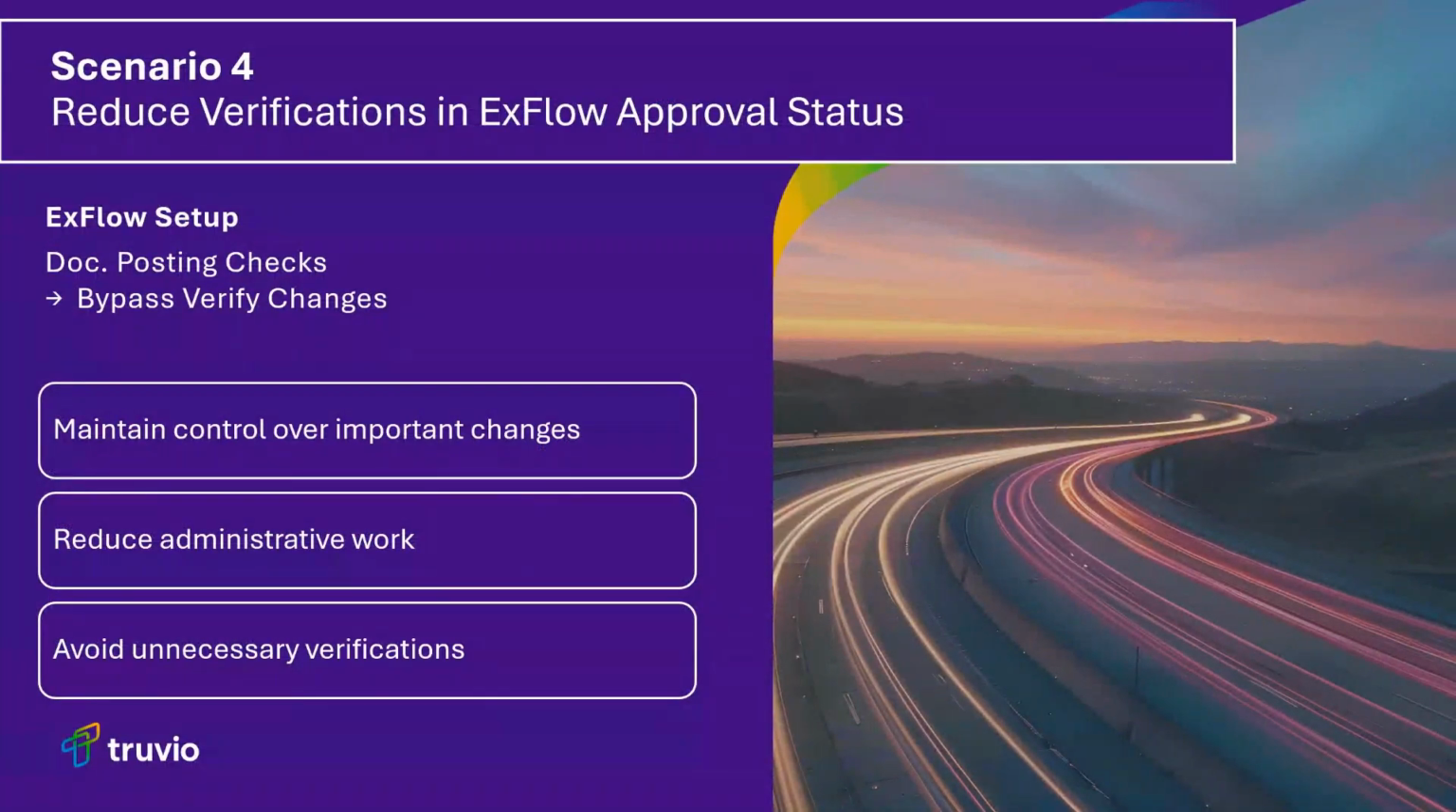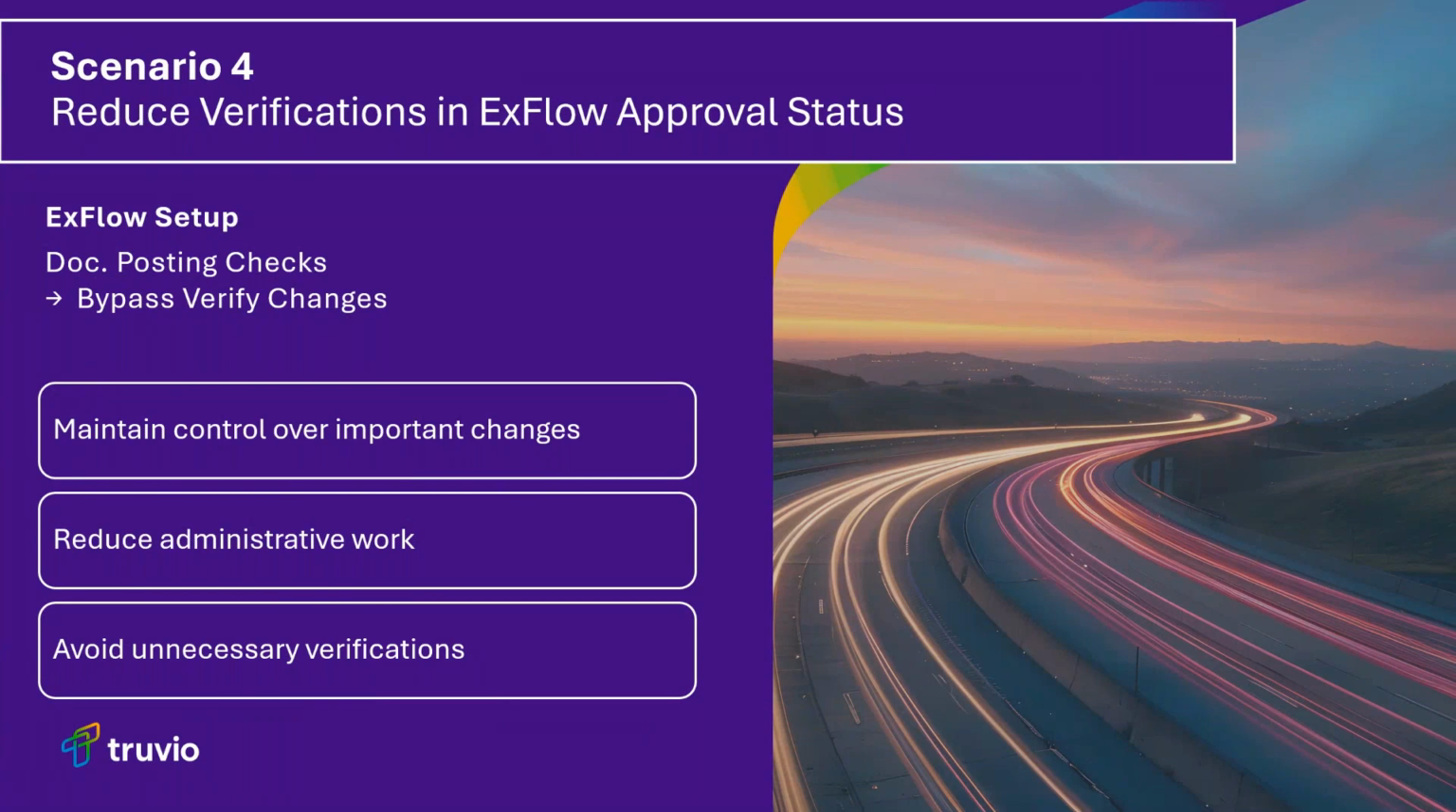And then in scenario number 4, it's about reduced verifications in approval, ExFlow approval status. And this setting, you can find it under ExFlow setup, under document posting checks, and it's called bypass verified changes. And as I said, this is connected to approval status, meaning we want to reduce verifications there, meaning the step where a document has fully approved and you need to verify whether any changes were made before posting. And with the setting bypass verified changes, you can create faster and smarter workflows.